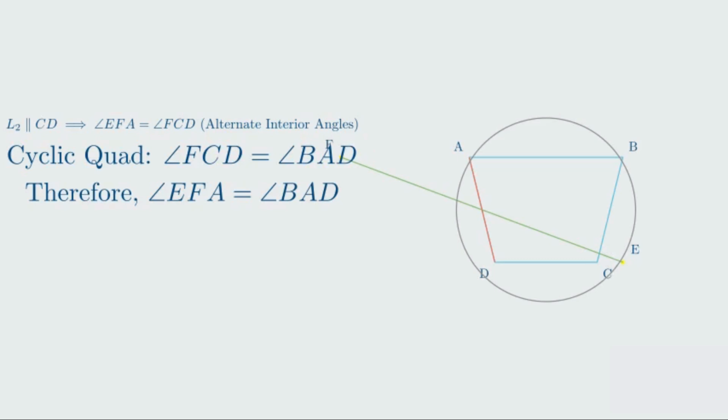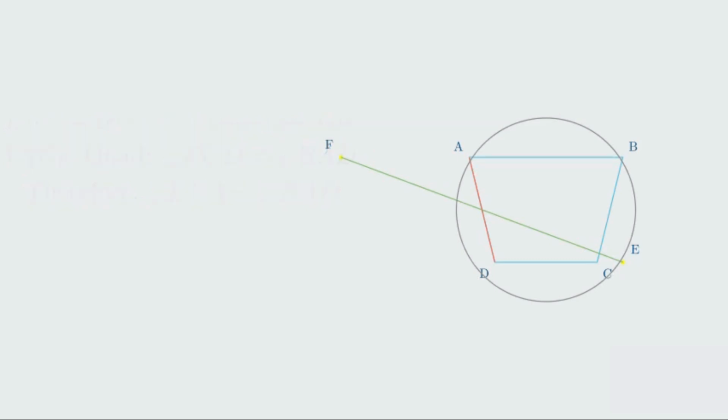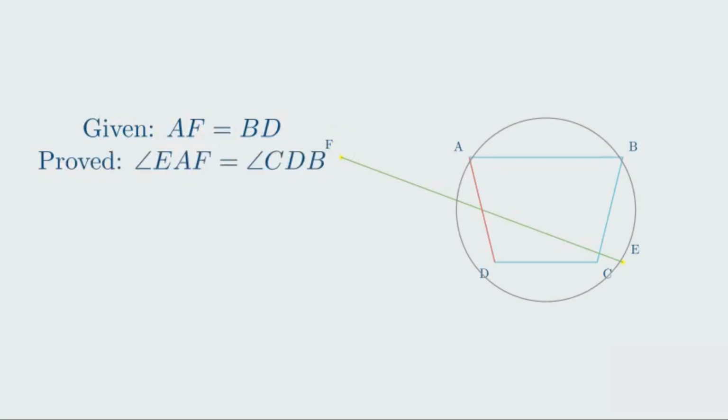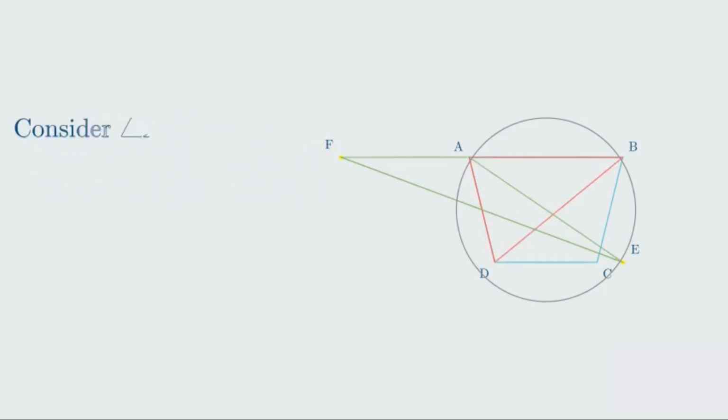Consider the diagonal AD and its diagonal BD. Consider the segments EF and AF. We know AF equals BD. No, let's use the equality of angles we found. Angle EFA equals angle BAD.